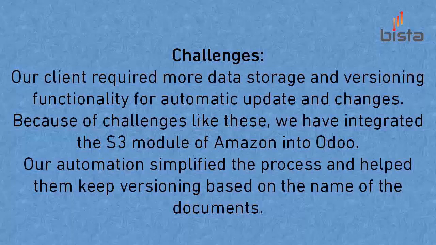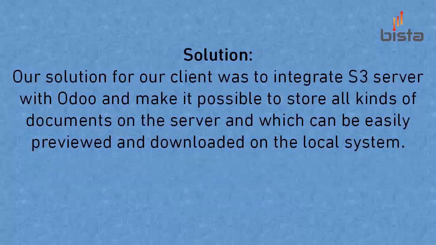Because of challenges like these, we've integrated the S3 module of Amazon into Odoo. Our automation simplified the process and helped them keep versioning based on the name of the documents. Our solution for our client was to integrate the S3 server with Odoo and make it possible to store all kinds of documents on the server. This can be easily previewed and downloaded on the local system.